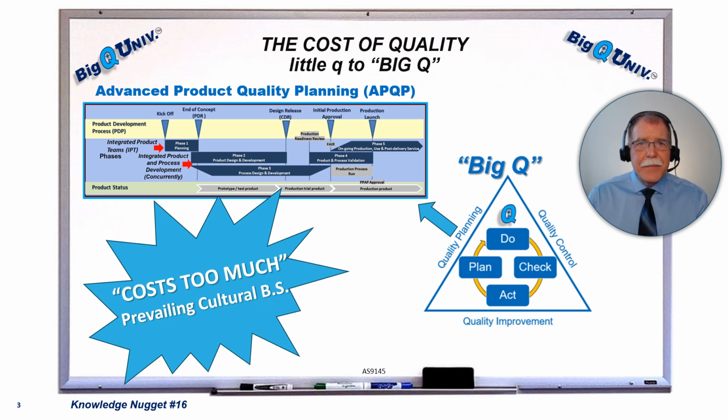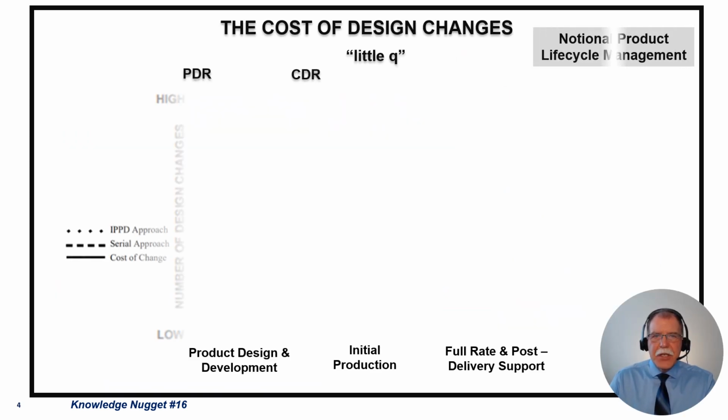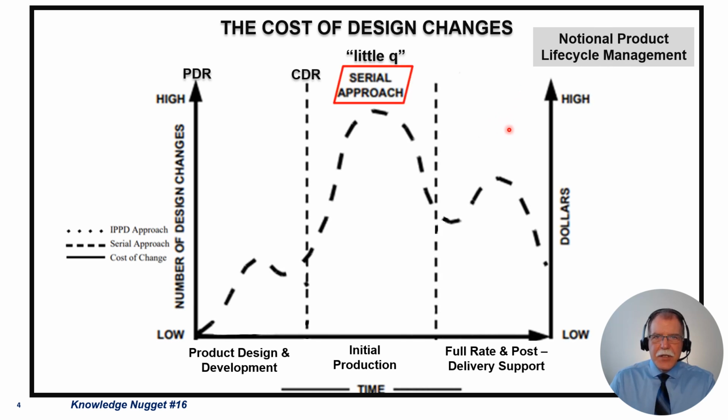So let's take a look at how this big Q quality planning approach actually pays the organization and doesn't cost the organization. To do this, let's take a look at a notional depiction of the cost of design changes of a product going through its normal product life cycle.